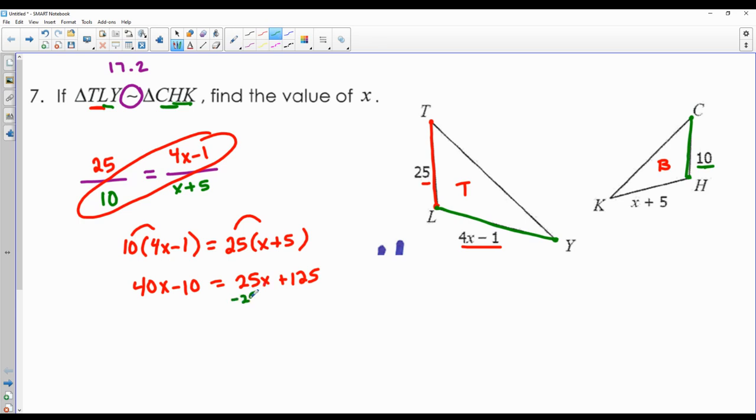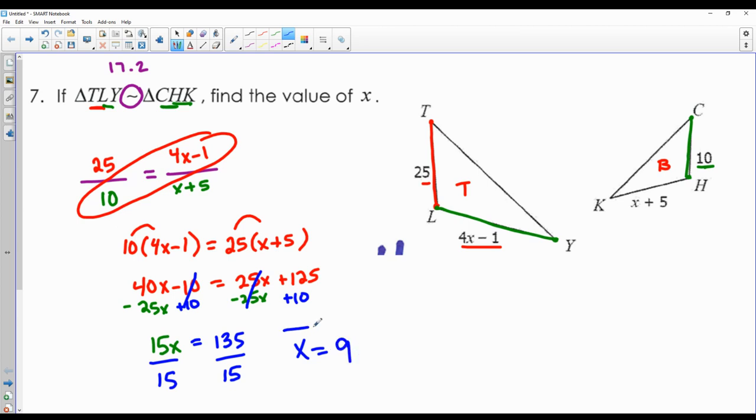So we're going to subtract 25x from both sides. So then I'm left with 15x over here. I'm actually also going to add 10 to both sides, so I have the x all by itself right here. And then 125 plus 10 is 135. And then we can just plug that into our calculator. We'll divide both sides by 15 because we just want 1x. And 135 divided by 15 is 9. And we found our x.